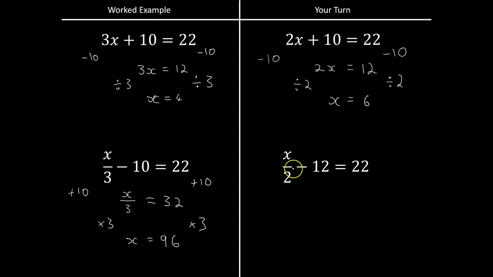Same as before, I could either multiply everything by 2 or I could add 12. Adding 12 is easier, so I'm going to do that first. Because I do that to my left-hand side, I do the same thing to my right-hand side. So x over 2 is 34, and then x divided by 2, the inverse of dividing by 2 is multiplying by 2. Because I do that to my left-hand side, I have to do it to my right-hand side, and x equals 68.